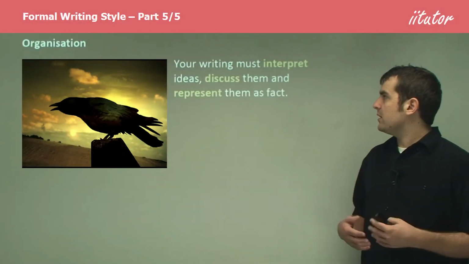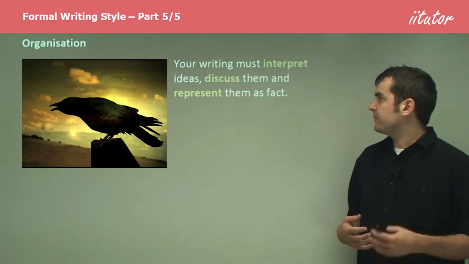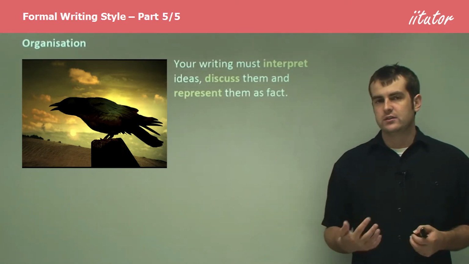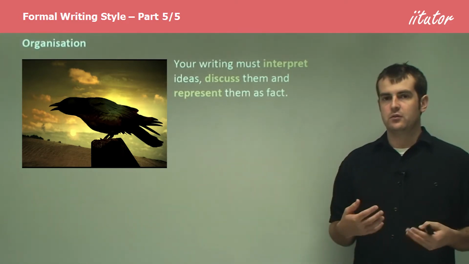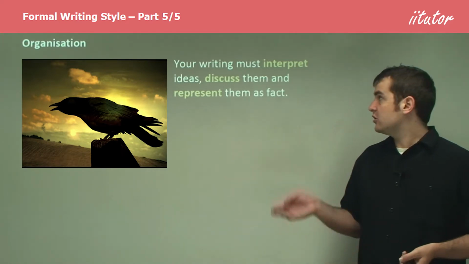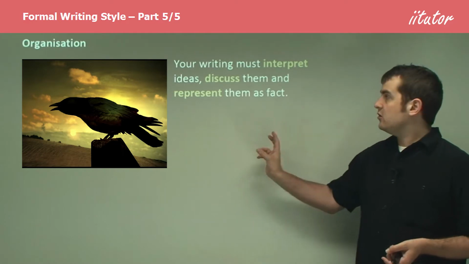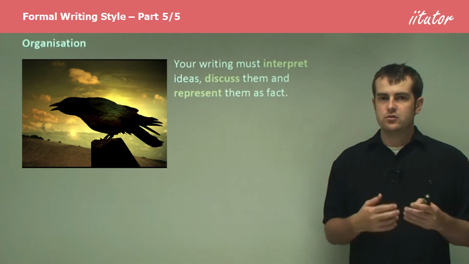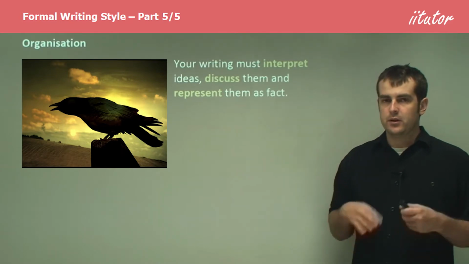Your writing must interpret ideas, discuss them, and represent them as fact. So essentially, this is looking at your organization of your formal writing style. The purpose of writing in a formal way is that you can show that you're interpreting ideas, and that you can discuss them in a way which is representing them as fact. So rather than try and explain what that means, I'll just go for an example and explain it that way.